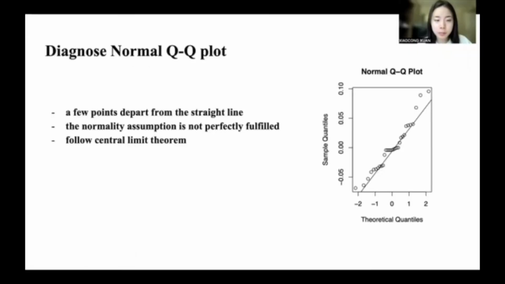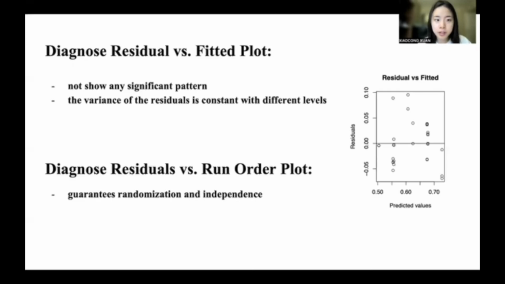Check the model assumptions. We plot the normal QQ plot, and a few points depart from the straight line, so the normal assumption is not perfectly fulfilled. However, our sample size of 32 can guarantee a good approximation because it can follow the central limit theorem. Therefore, our model inference is unaffected. Furthermore, the residual versus fitted plot does not show any significant pattern, so we can conclude that the variance of the residuals is constant at different levels.